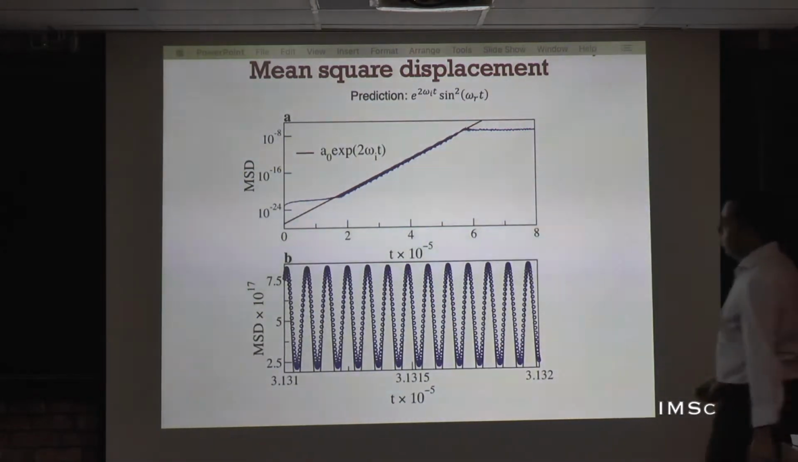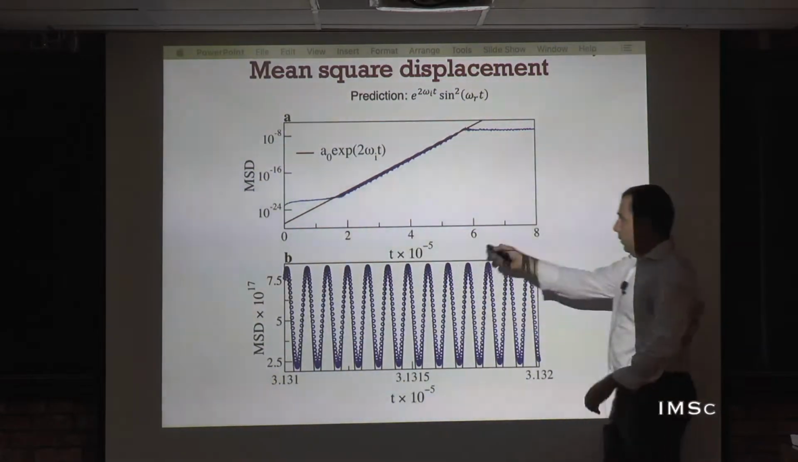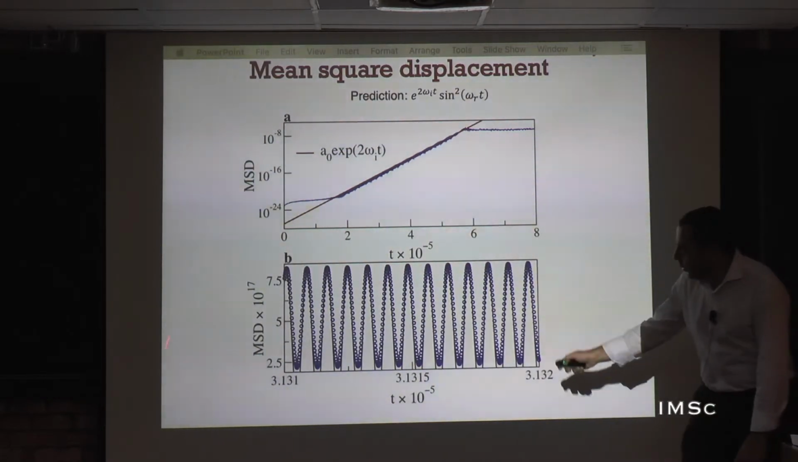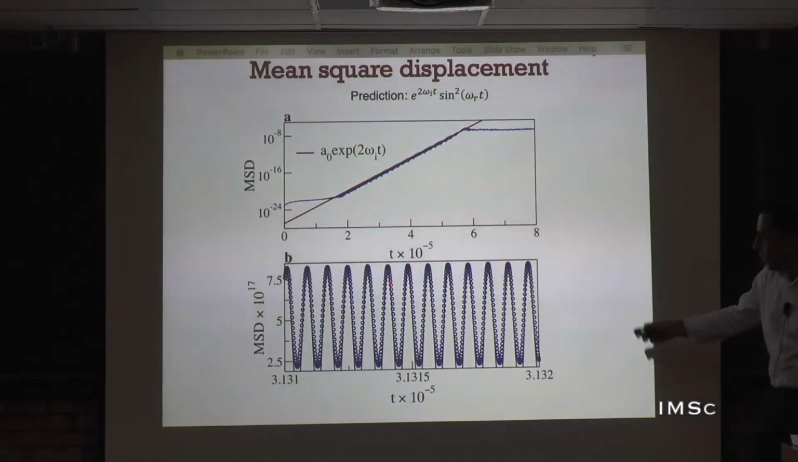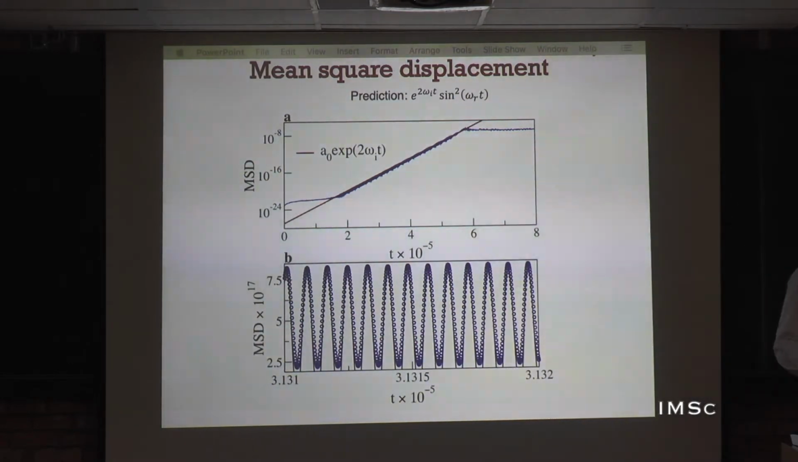Then if you zoom on a very short time scale, which is much shorter than the time scale set by the frequency, so that you can neglect this exponential growth, what you actually see is that the mean square displacement is oscillating. And the oscillation has a typical frequency, which is the one you predict from your eigenvalue. So this appears to work.